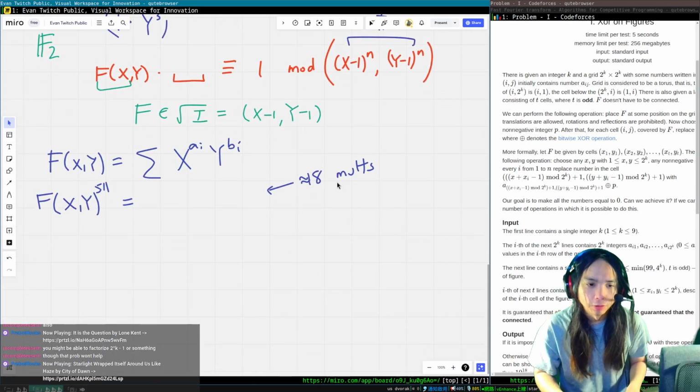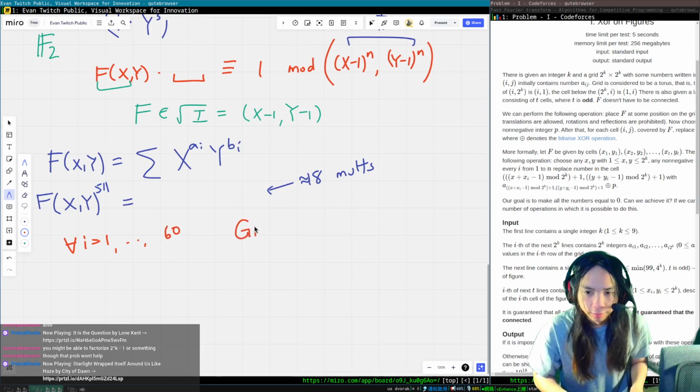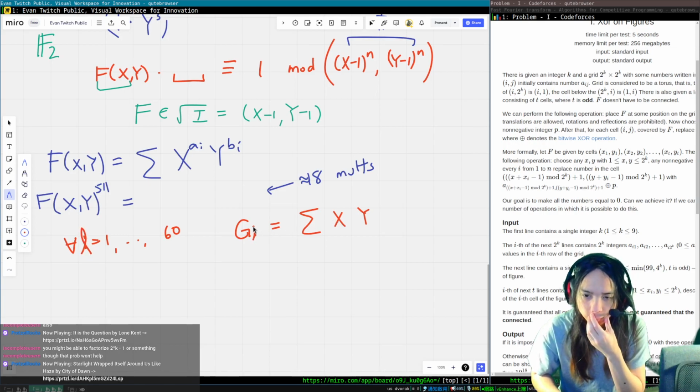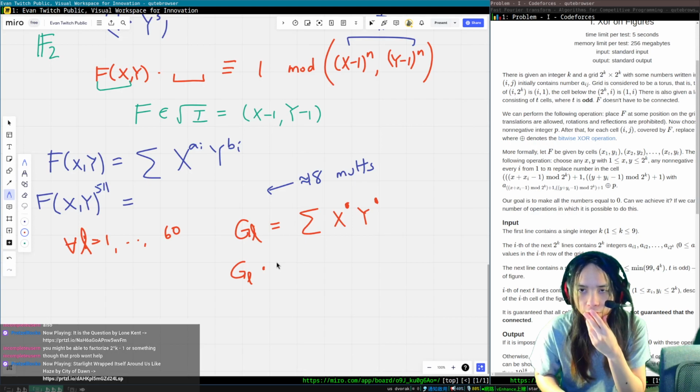Then for all indices 1 through 60, we look at the grid G_i, which is also given to us. I shouldn't use i twice; we'll call this L. Then we look at G_L and multiply. The problem with G_L is that it can have up to 500,000 things. I guess that's okay.